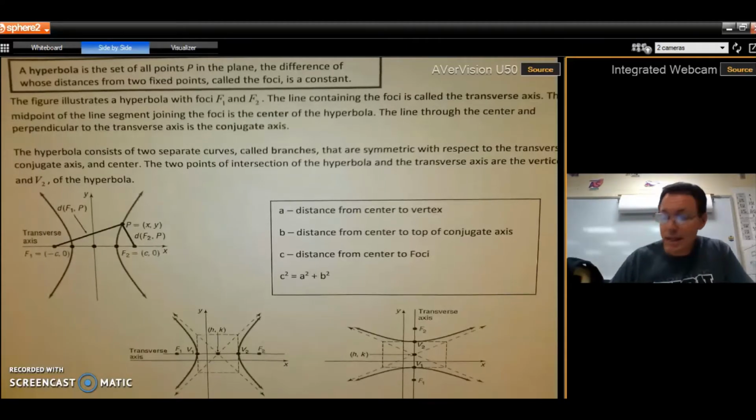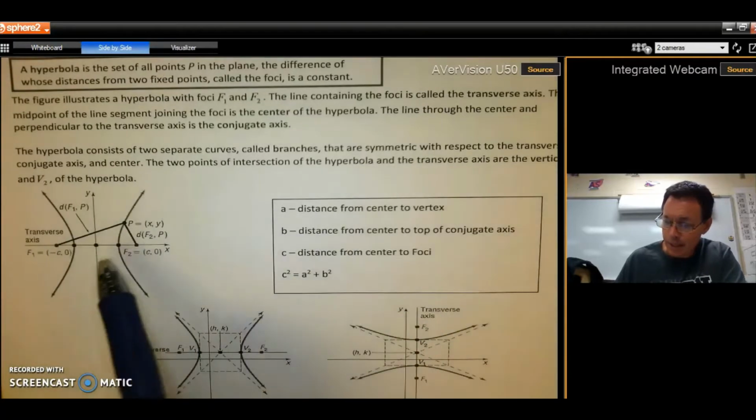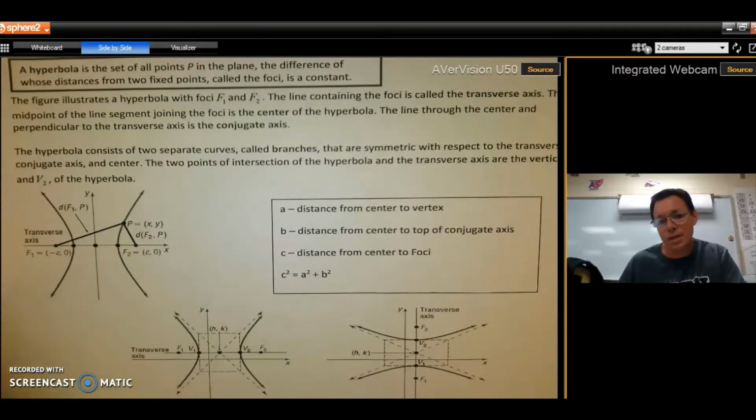Hi guys, today we're going to be taking a look at our fourth conic, which is called a hyperbola. Like all the shapes, me explaining what the shape is and how the equations look is going to be the hardest part of the lesson. Once we get into actually working through the problems, it'll probably go pretty quick for you. But first, let me take a look at what's going on here.